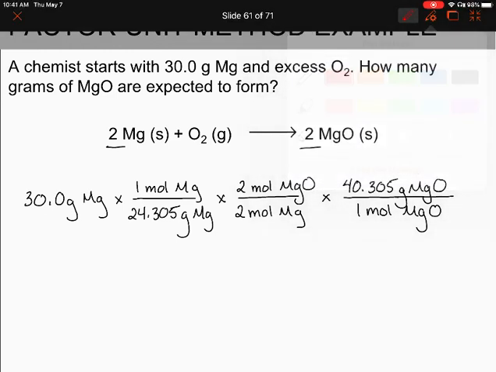Okay, now let's make sure that all of our units cancel properly. Grams of magnesium cancels with grams of magnesium. Moles of magnesium cancels with moles of magnesium. Moles of magnesium oxide cancel with moles of magnesium oxide. And we'll be left with our desired unit, grams of magnesium oxide.